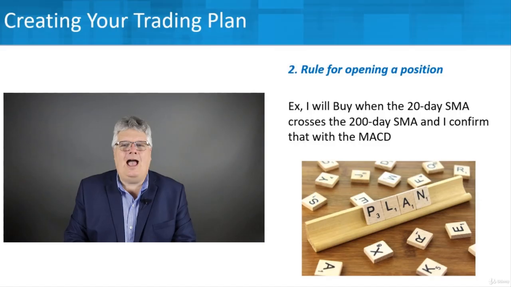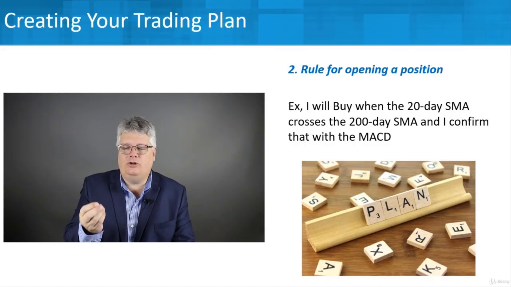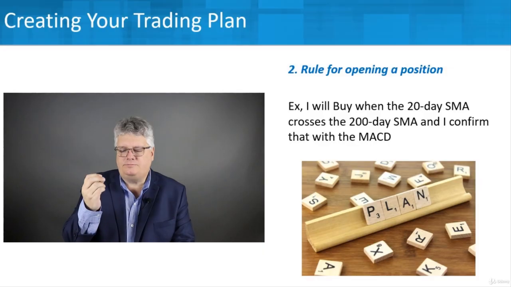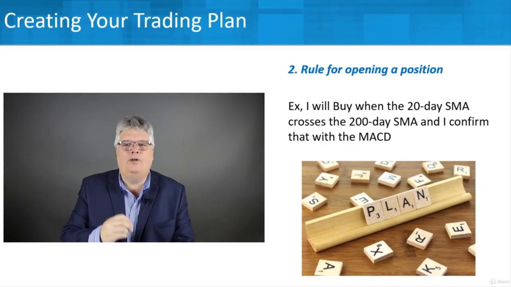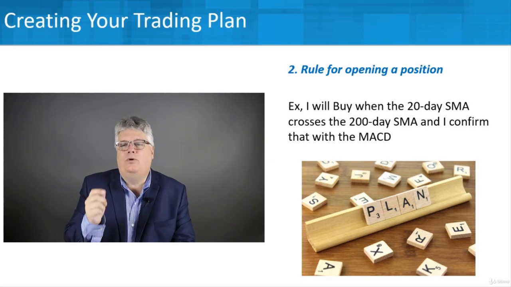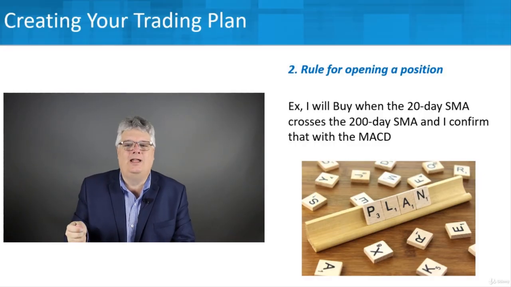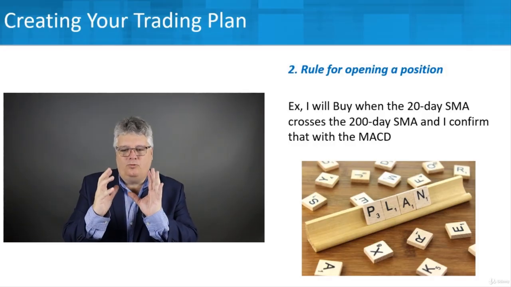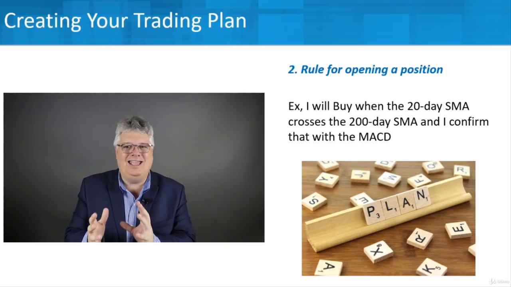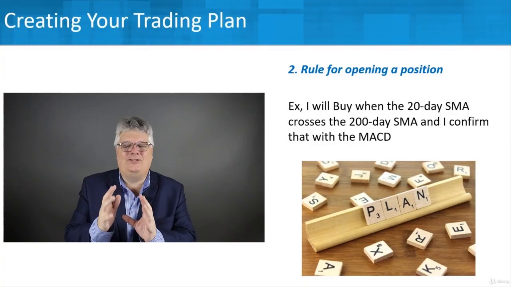Number 2, have a rule for opening a position, basically your buying position. What are you going to do? What are the criteria, what are the primary and secondary indicators telling you, that says I'm going to open a position when this happens? For example, it might be: I will buy when the 20-day simple moving average crosses the 200-day simple moving average, and I confirm that with the MACD, moving average convergence and divergence, right? So that's the rule. It has to meet these things in order to buy. So that's part of my plan.